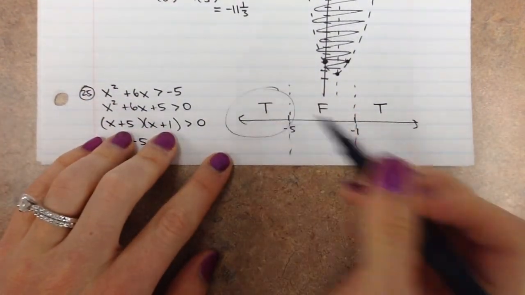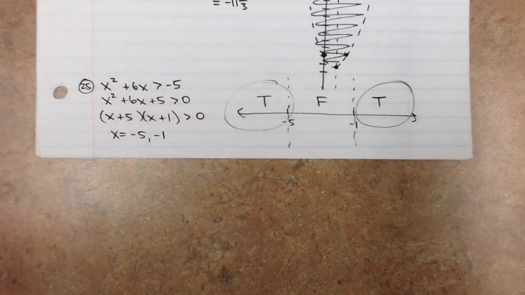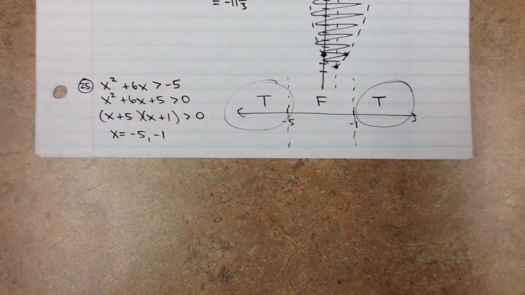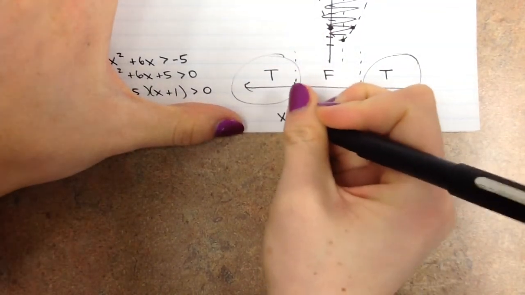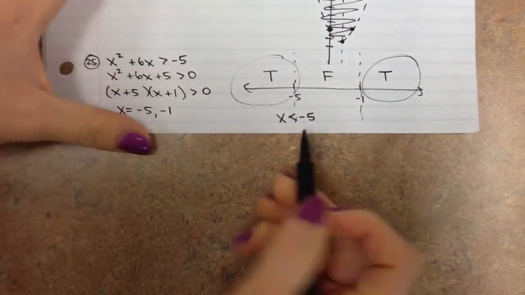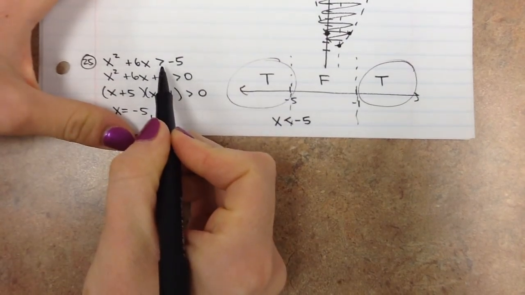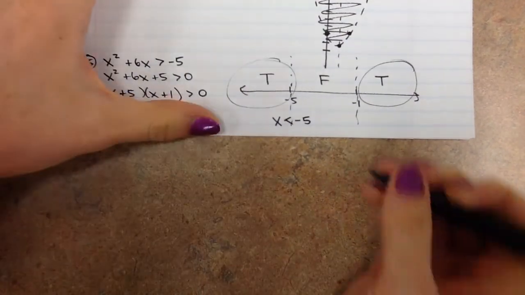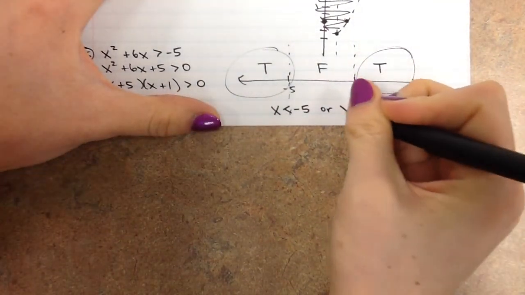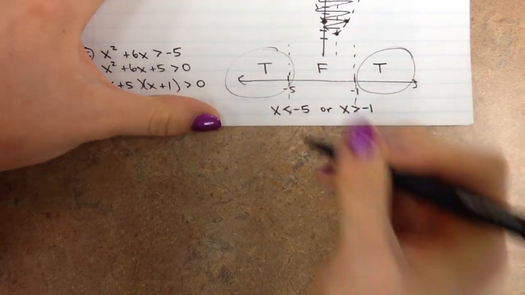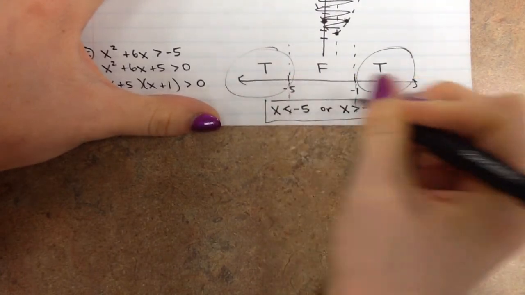So what I want to do is identify this region right here and this region right here, and just describe what those x values are. These were all the x values that are less than negative 5, so I'm going to write x is less than negative 5. This is just a less than because this is just a less than. If this had the or equal to, so would this. Then I write or, these are all the values greater than negative 1, so I write x is greater than negative 1. And that would be your final answer.